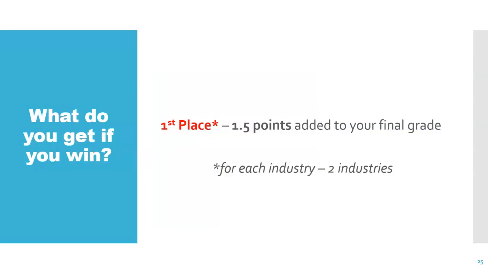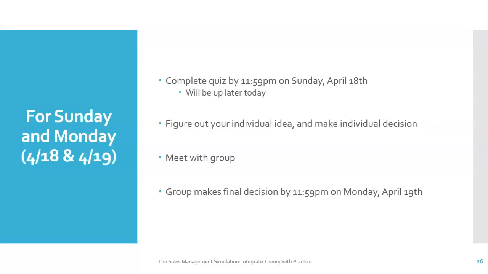So what if you win your industry? The 2 first place groups will get 1.5 points added to your final grade. So that's a pretty big prize. If you're sitting at an 88.5 in the class and your team wins first place, that will take you up to a 90. Or the same if you're sitting at a 78.5. So it's an incentive, not only because it's a grade overall, but to really boost your grade with first place.